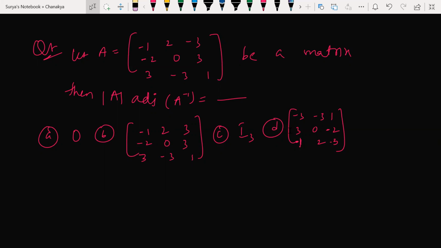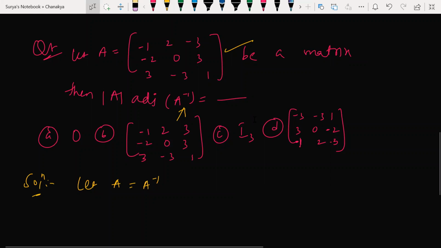Very simple. I'll tell you a shortcut for this. See here, I have a matrix A, then determinant of A into adjoint of A inverse is equal to what? He is talking about A inverse. So we'll do one thing for this type of question. Better let A be equal to A inverse. Let's take A equal to A inverse.